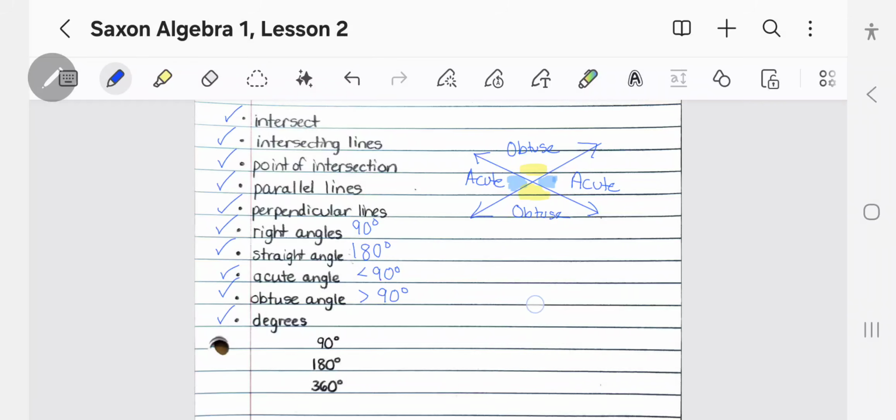And we've talked several times already in this video about 90 degrees. So we know what a 90-degree angle is. That's a right angle. We talked about if you put two of those together you'll get 180 degrees. And that's called a straight angle. And then 360 degrees, if you go all the way around, you get a circle.